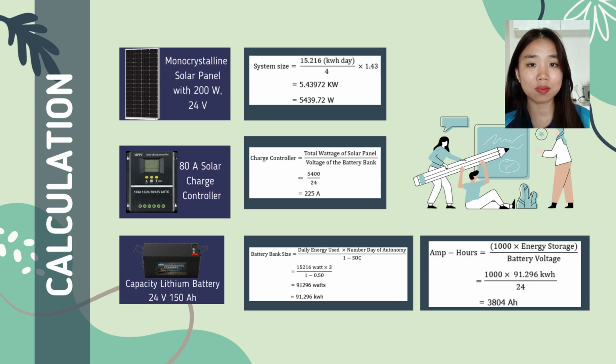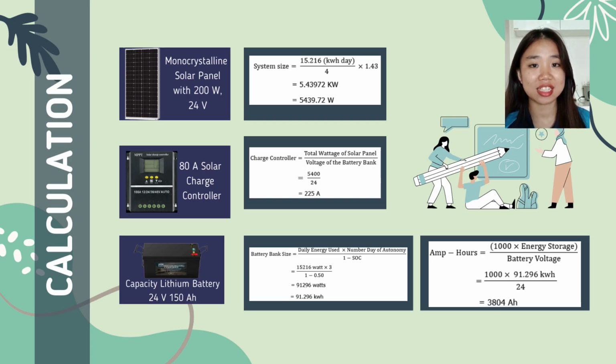Next, to find the suitable charge controller, we first divide the total watt of the solar panels, which is 5400, by the battery bank expected voltage value, which is 24 volt, resulting in 225 ampere. The solar charge controller current should be equal to or greater than 225 ampere. However, there is no available 225 ampere solar charge controller. Hence, a total of 3 80 ampere solar charge controllers are connected in parallel to handle the current from the solar panels.